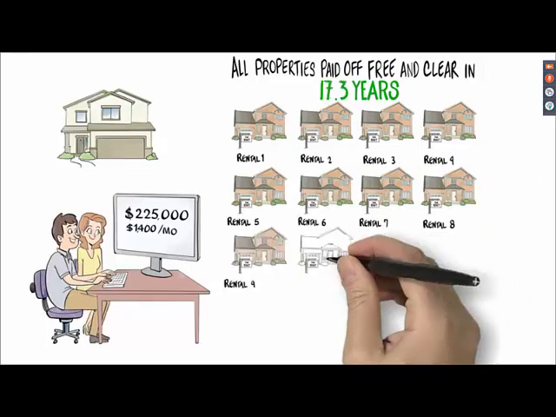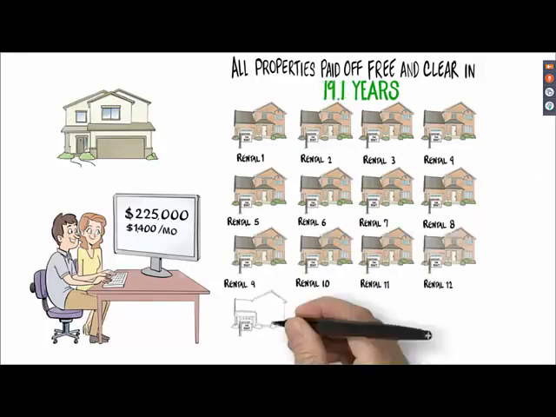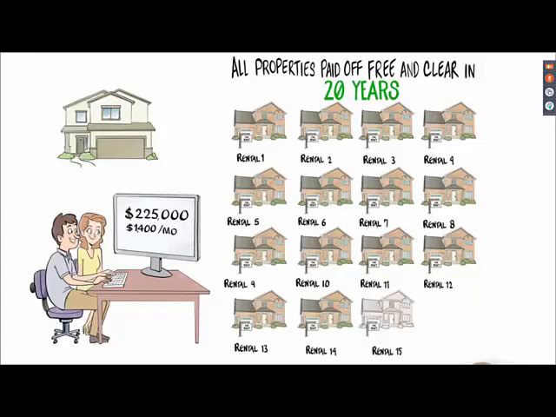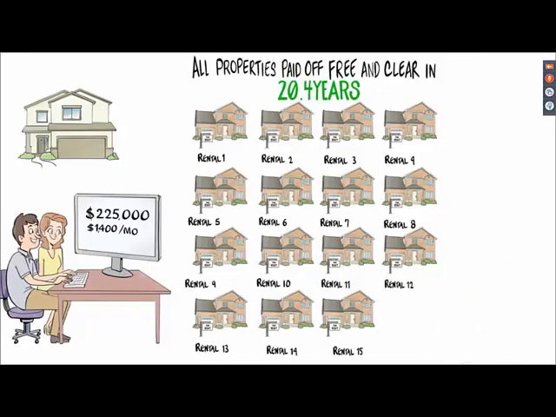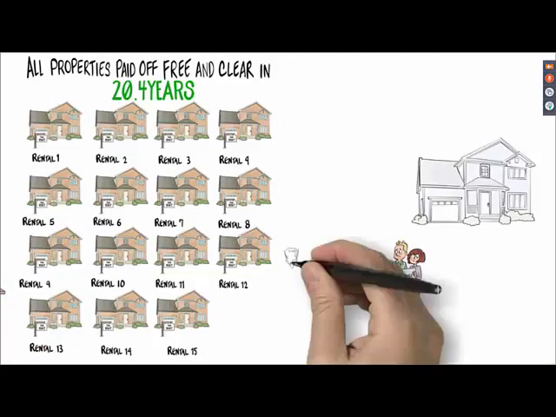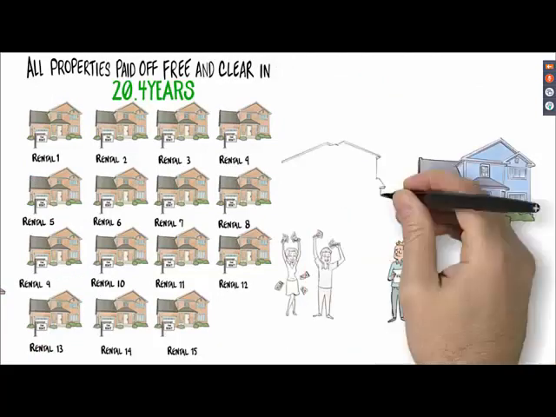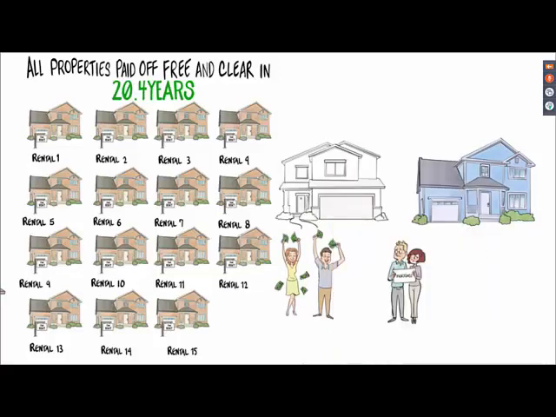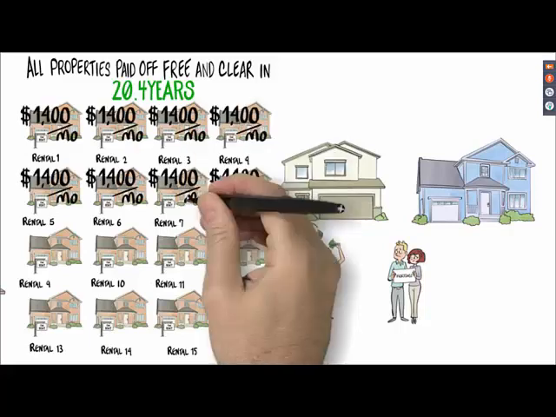which could all be paid off, including their primary home, in just 20.4 years. So while their neighbors still have approximately 10 years left on their mortgage, our example homeowners could have 16 homes paid off free and clear. Wow, they thought to themselves. That means our monthly income could grow by $1,400 as each property pays off.